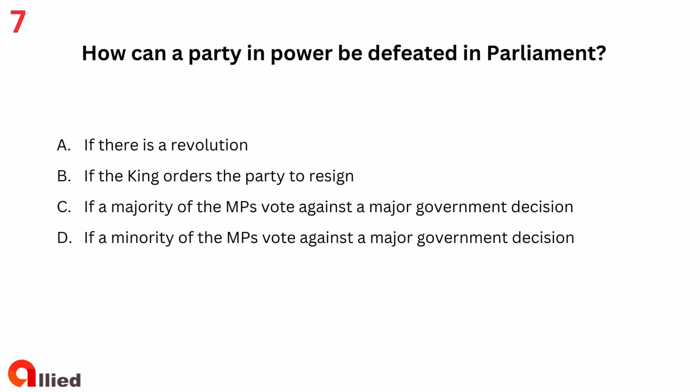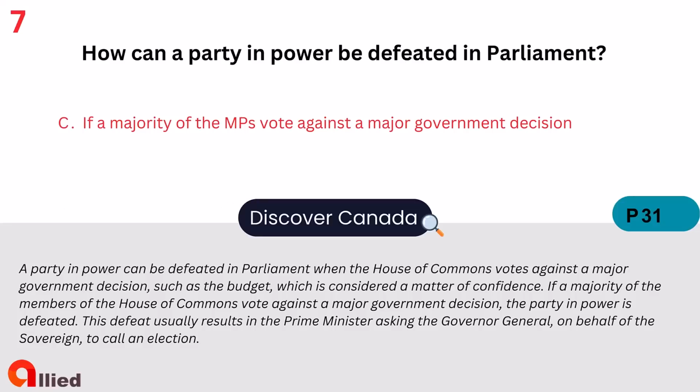Question 7. How can a party in power be defeated in Parliament? A. If there is a revolution. B. If the King orders the party to resign. C. If a majority of the MPs vote against a major government decision. D. If a minority of the MPs vote against a major government decision. The answer is C. If a majority of the MPs vote against a major government decision.